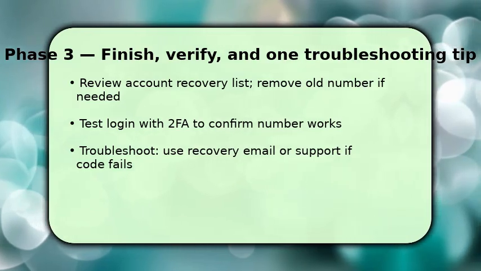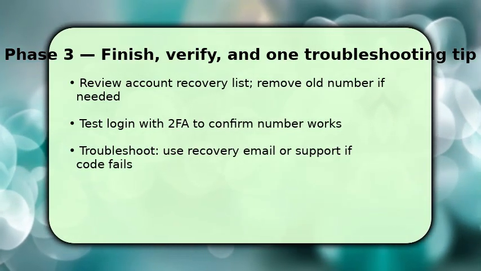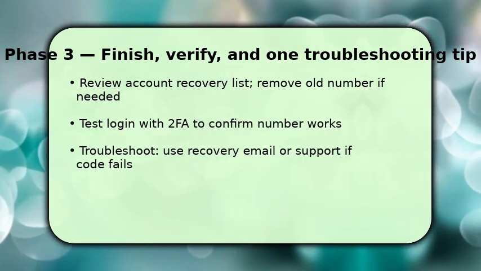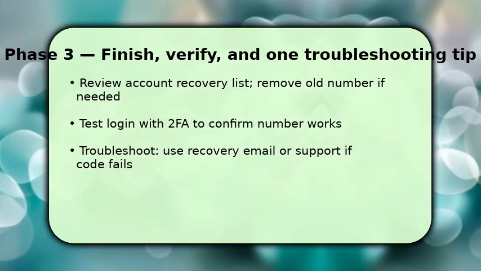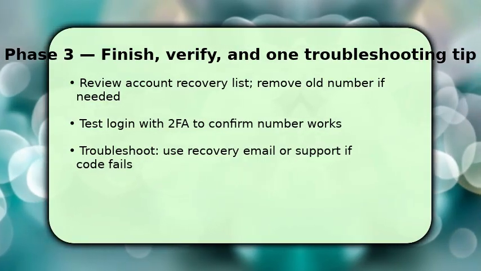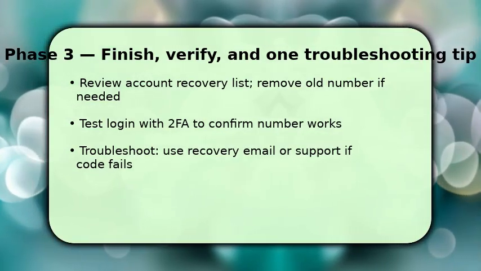If you don't receive a code, retry. Check Signal and do not exceed retries. Once done, use the recovery email or backup codes. If persistent failure occurs, contact provider support for identity verification and manual update.